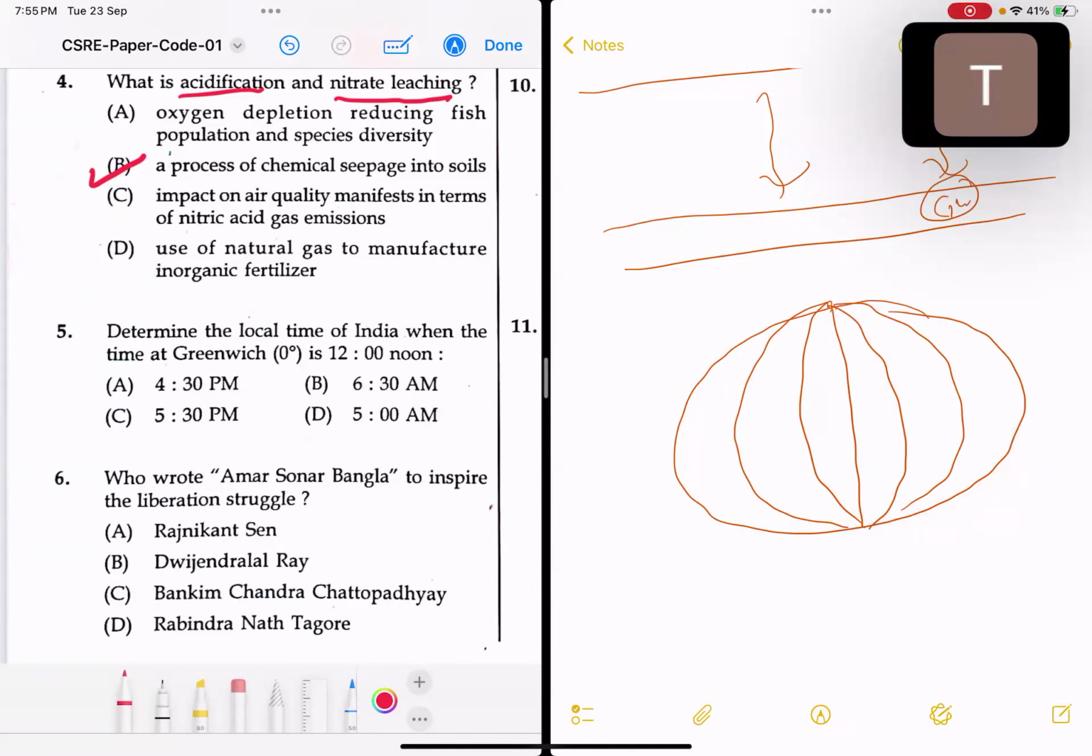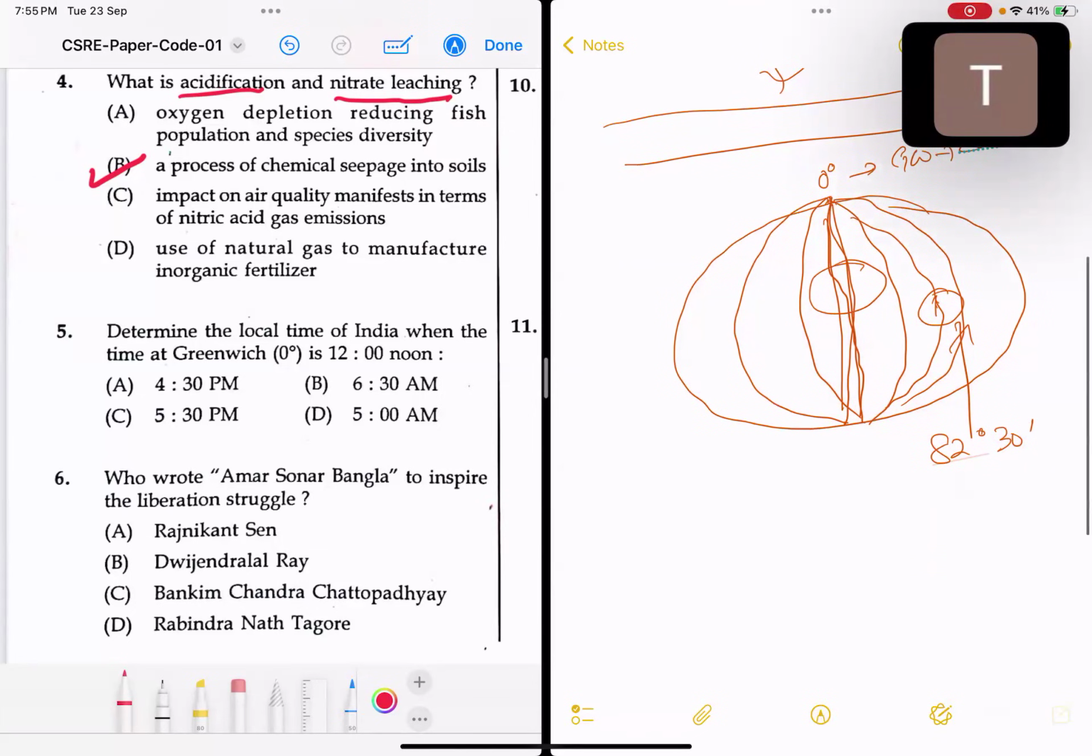The reference point for longitude, which starts at 0 degree, is considered as the Greenwich. This passes through Greenwich in London, and this is considered as 0 degree. Now India is located somewhere here. If this is London, India is located somewhere here. In London, the longitude reference point is 0 degree, but in India, the longitude we take is 82 degree 30 minutes.